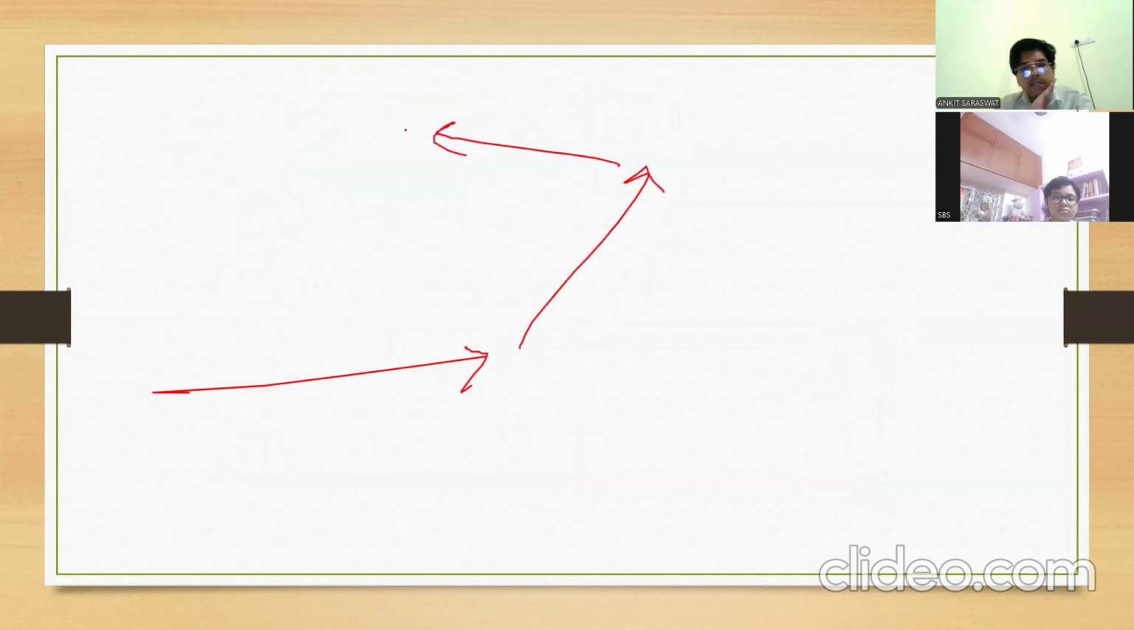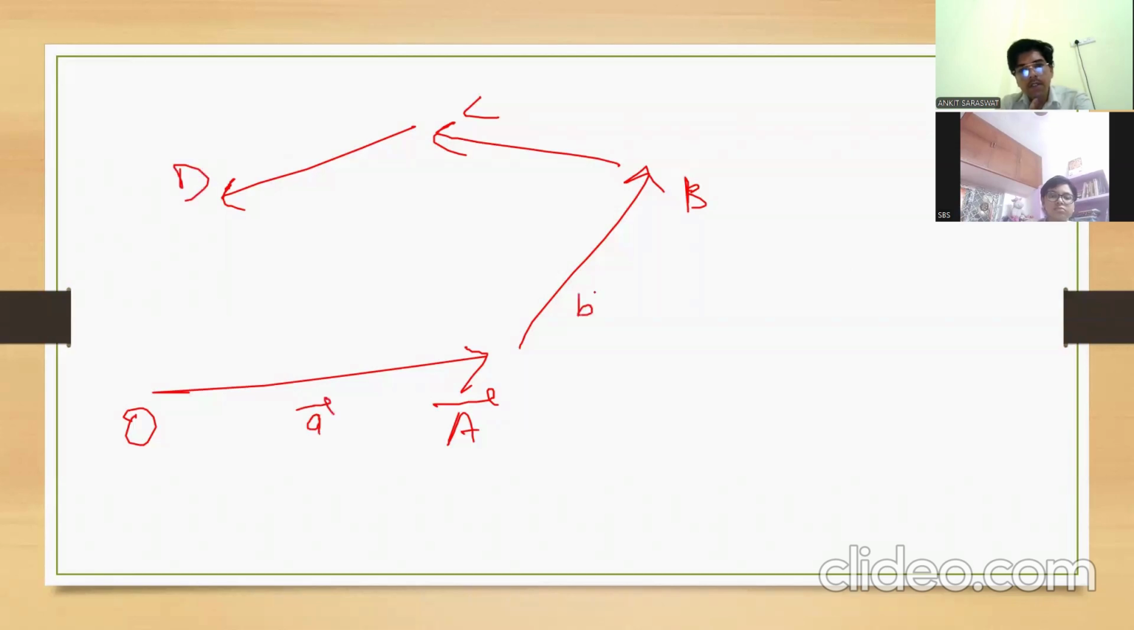Clear? So in entire mechanics, they will ask you to find the resultant vector. Solve this question. For example, if I ask, this is OA, B, C, D. Find the resultant of these vectors. This is A vector, B vector, C vector, D vector. Give me the answer. Find the resultant of these vectors.